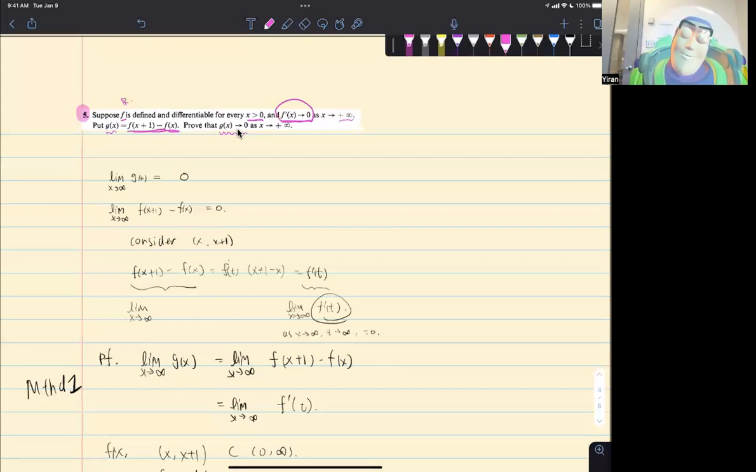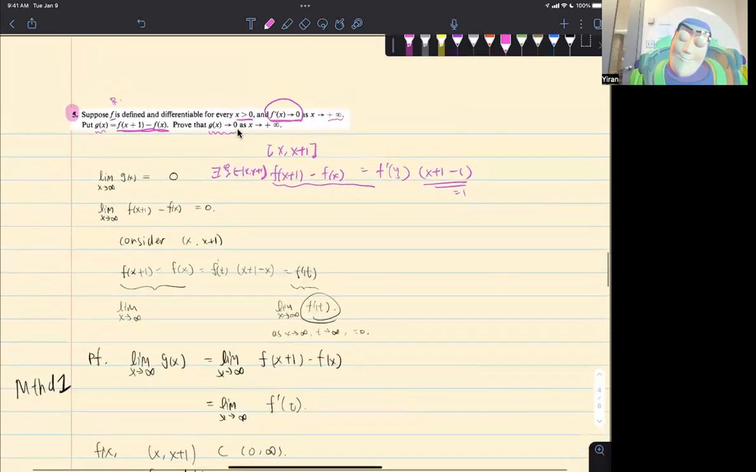Moreover, even though the mean value theorem applies on a constant interval a and b, you can actually use it more flexibly. For example, here we apply the mean value theorem on x to x plus 1, and you can check the condition. So by the mean value theorem, f of x plus 1 minus f of x is equal to f prime of c times (x plus 1 minus x), where there exists c in (x, x plus 1).